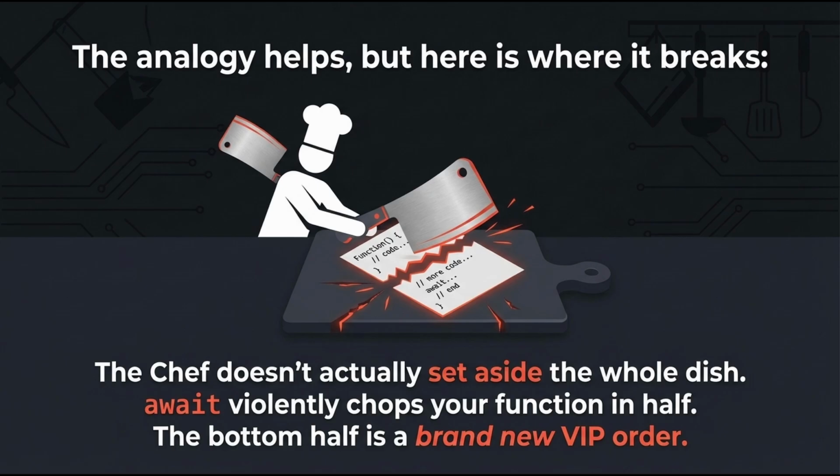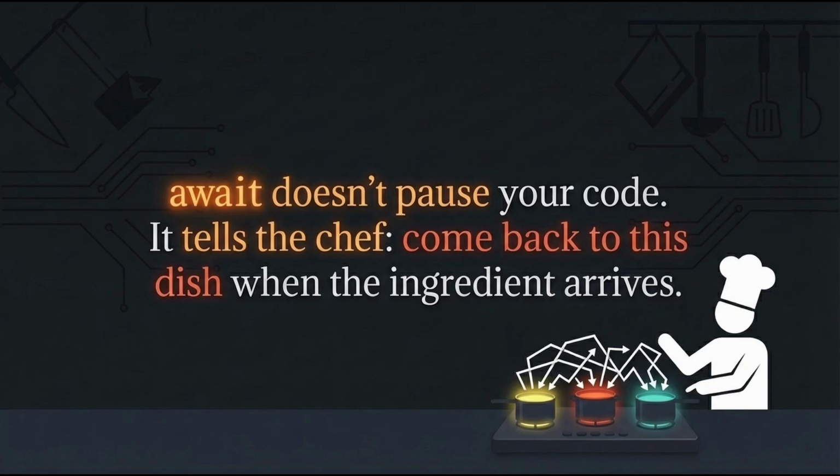Now here's where the analogy breaks. The chef doesn't actually set aside the whole dish. What await really does is violently chop your function in half. The bottom half becomes a brand new VIP order. It's not pausing, it's splitting. Await doesn't pause your code. It tells the chef, come back to this dish when the ingredient arrives.